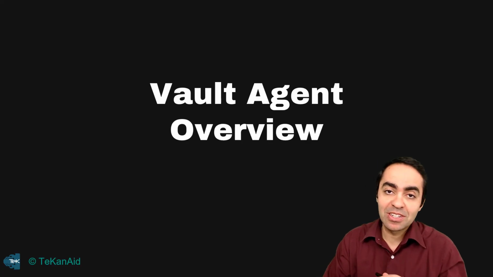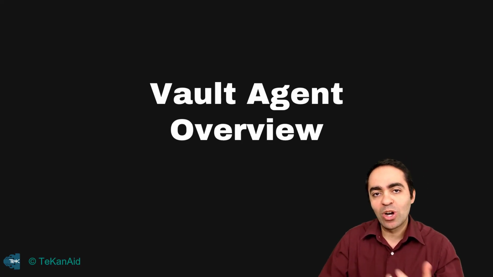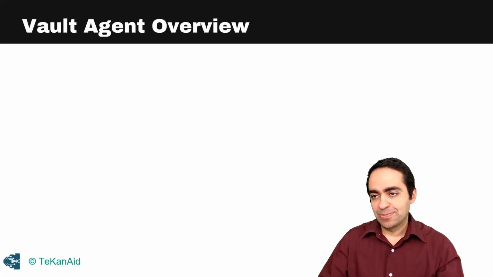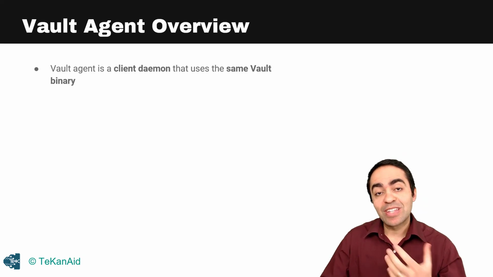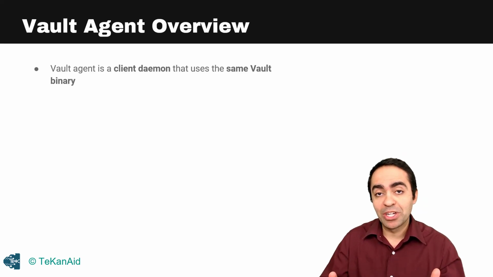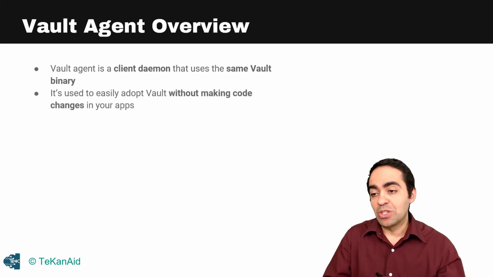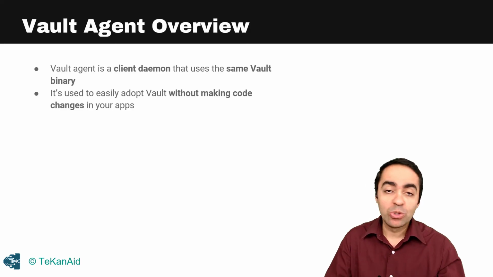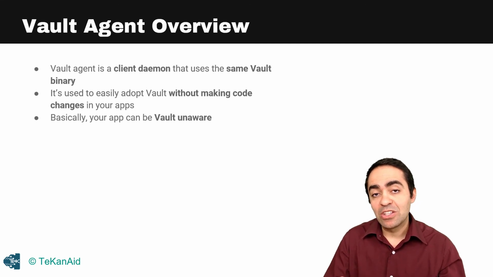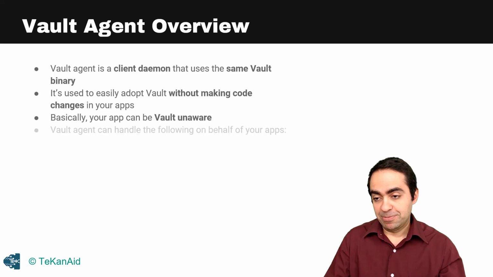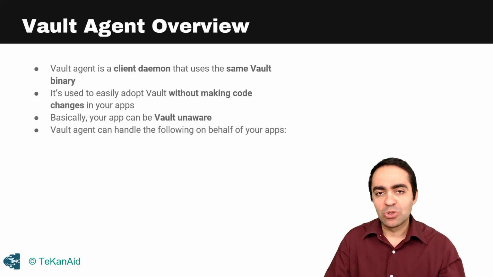All right, so let's get started and understand a little bit about the Vault agent and why it came about. So the Vault agent is a client daemon that uses the same Vault binary that you downloaded before. It's used to easily adopt Vault without making code changes in your applications. Meaning that your application does not need to be Vault aware. So you don't really need to make changes to the code of your application. You can just utilize the Vault agent.